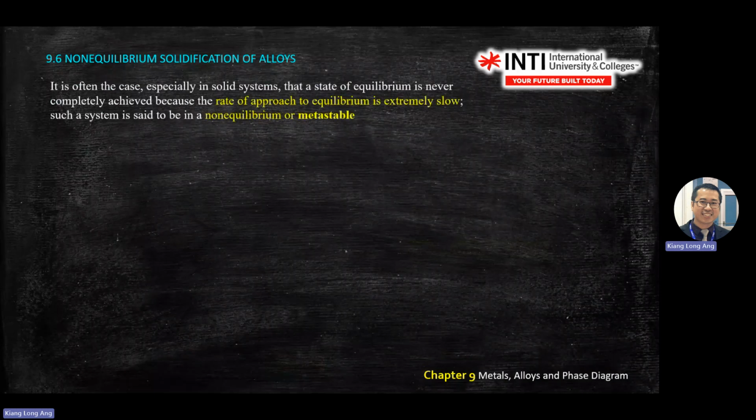Now, today we learn non-equilibrium. Non-equilibrium is when the state of equilibrium is never completely achieved because the rate of approach is extremely low. So when the rate of approach to equilibrium is extremely low, we say that the system is non-equilibrium or metastable.